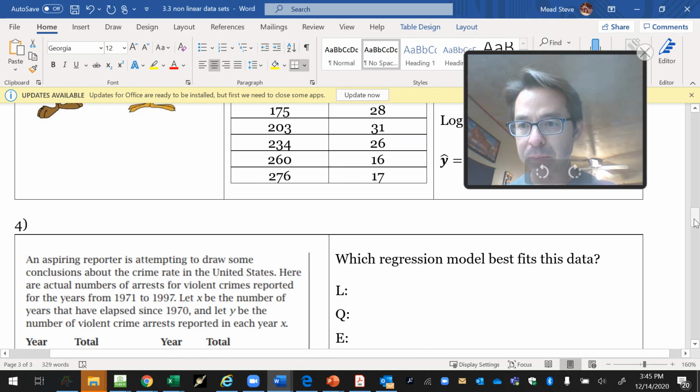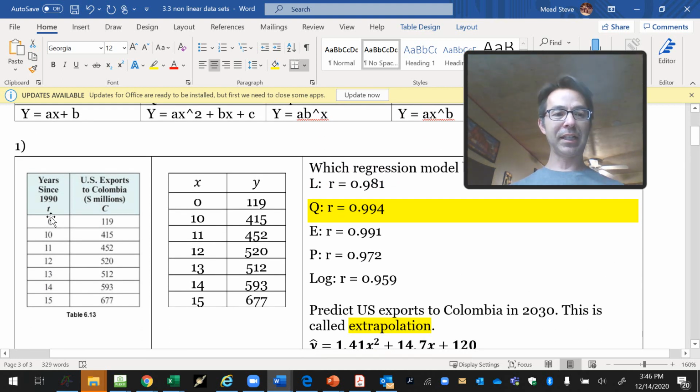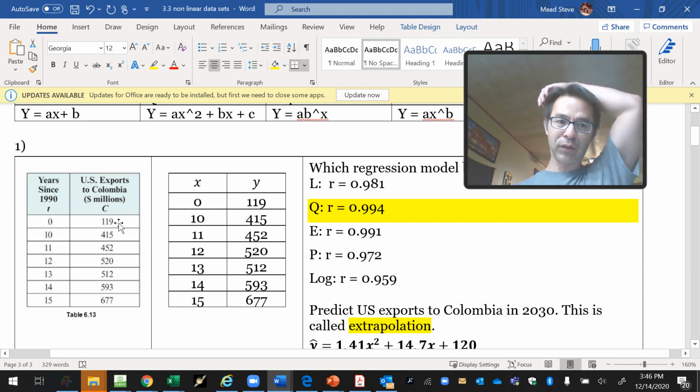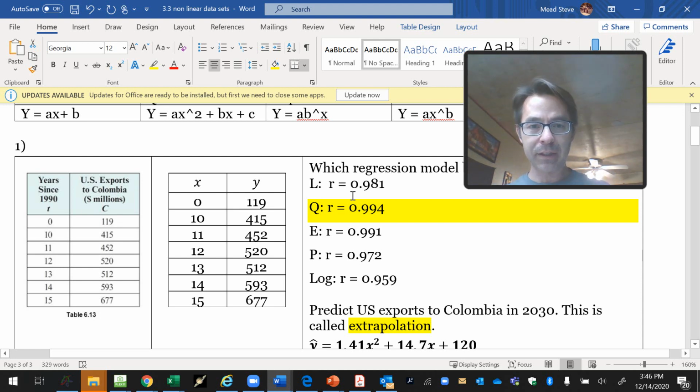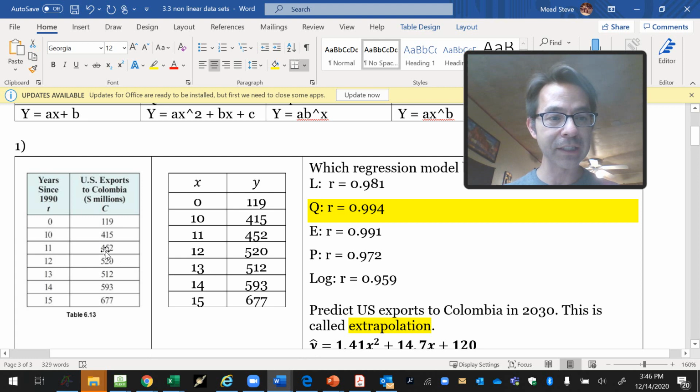So that very first problem is dealing with U.S. exports to Colombia. So in 1990, that was the first year recorded, the data was recorded. The United States exported $119 million of goods to Colombia. What type of regression model fits this data is what we're going to figure out. And I already have the data here, but I'll erase that. The reason why scientists, business people, government people would even want to collect this data is so they can make predictions for the future, to plan, basically. Or maybe they're just curious.